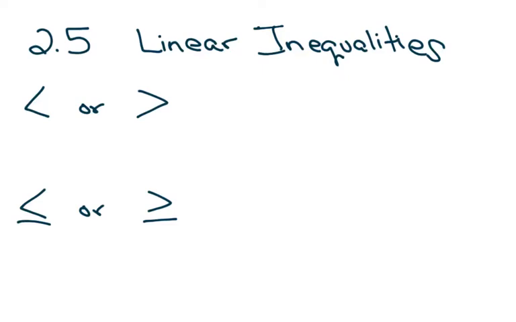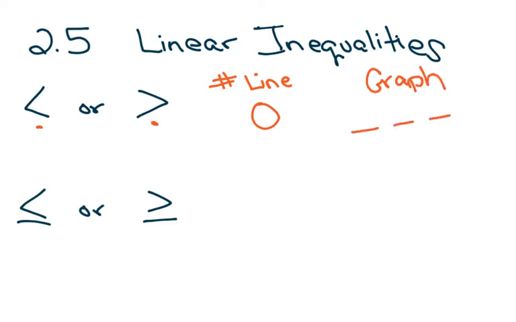2.5, linear inequalities. So as a quick reminder, if we have a less than symbol or a greater than symbol, when we put this on a number line, we use an open circle. When we are putting this on a graph, we are going to use a dashed, or some people say dotted, line.